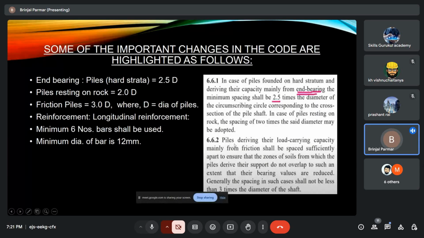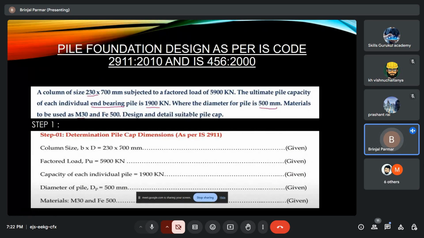And third case, piles deriving their load carrying capacity mainly from friction shall be spaced sufficiently apart to ensure that the zones of soil from which the piles derive their support do not overlap to such an extent that their bearing values are reduced. Generally, spacing in such a case shall not be less than three times the diameter of the shaft. So for friction pile we have to use 3 times the diameter of the pile. For longitudinal reinforcement, a minimum of 6 bars shall be used. Minimum diameter of bar is 12 mm.